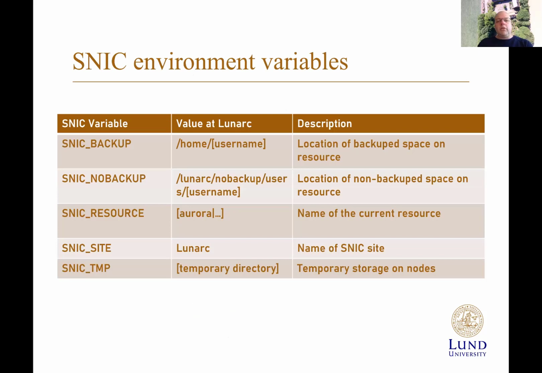There are some environment variables making it easier to transparently move between systems within SNCC. So we have set all these variables on Aurora as well. You have something called SNCC backup, which is the home directory. So this is a backed up directory of our system. The project storage is non-backed up, and this is wrong here. I will fix that in my final slide. So LUNARC no backup projects, that is the location. SNCC resource is an environment variable which provides you with the name of the current system. In this case, it's Aurora. SNCC site is the center, and SNCC TMP is the temporary directory, as I showed before, on the local node.